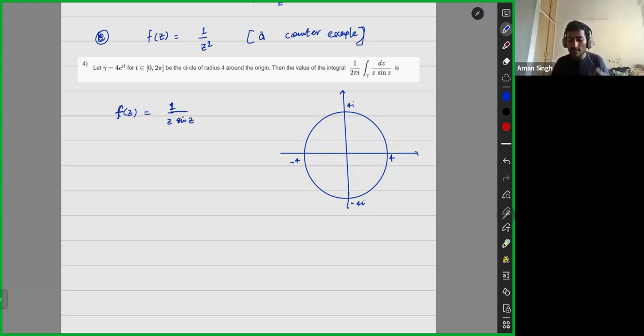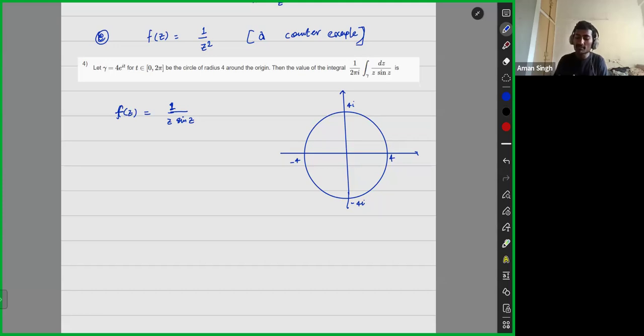Now you tell me at what points this is not well defined. This is not well defined at points exactly where the denominator is 0. The denominator is 0 when z is equal to 0, and also when sin z is 0. So we have to check when sin z is 0. Sin z is 0 exactly when z is equal to n pi, meaning multiples of pi.